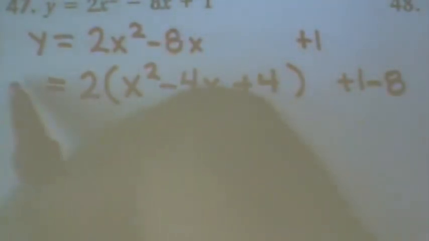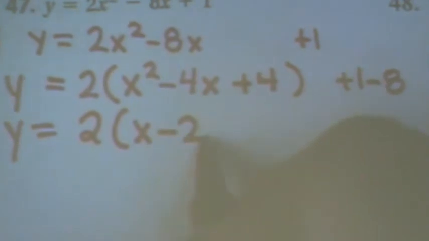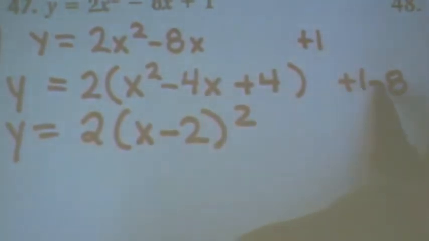So now that's the hardest part. What do you do now? Let's factor this trinomial. What do you get when you factor that? x minus 2 squared, and then 1 minus 8 is negative 7.